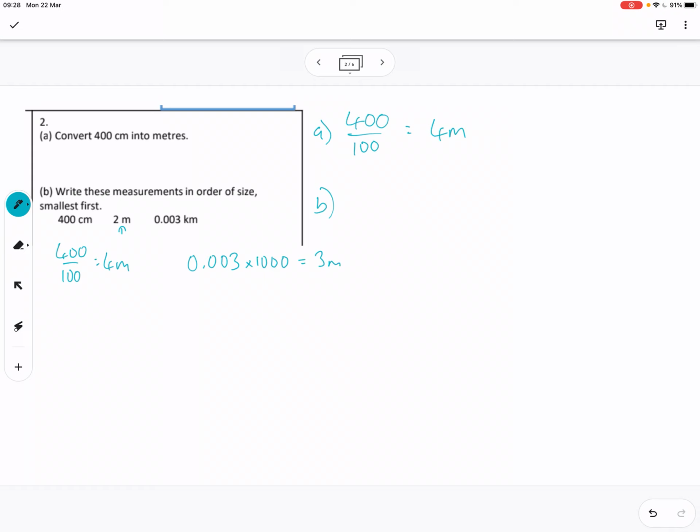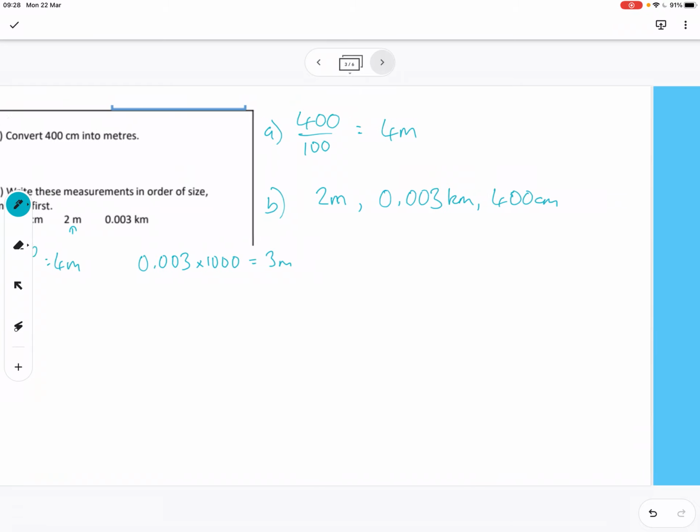So if I now write those in order, the smallest one is the 2 metres, the next largest is the 0.003 kilometres, and the next one is the 400 centimetres. And so this is what you've got to be really careful about. When you're expressing your working out, you'll be able to see how many zeros there are in your conversion rates, to try and make sure you get it right.